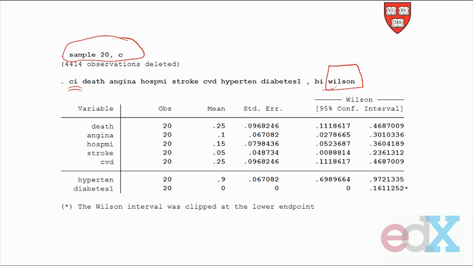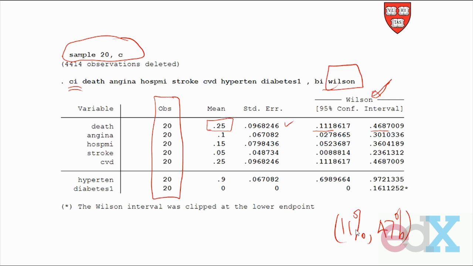So we asked for the Wilson confidence intervals. And so here we have 20 observations. Now choose one of these, and then our 95% confidence interval would apply to that one. So for example, if we look at death, we get that the p-hat is 0.25. There's the standard error. So our 95% confidence interval, the Wilson confidence interval, is between about 11% and about 47%. So we're between 11 and 47%.